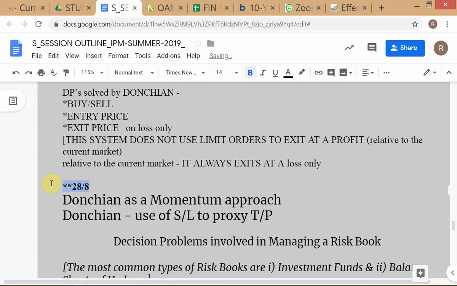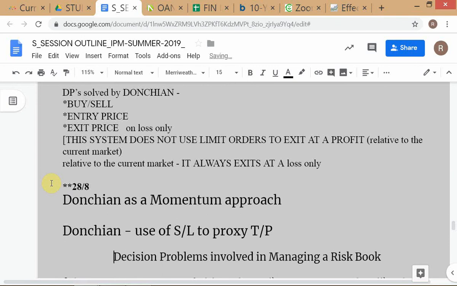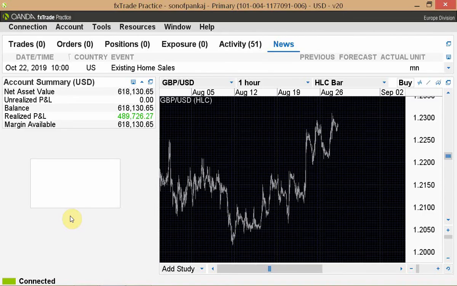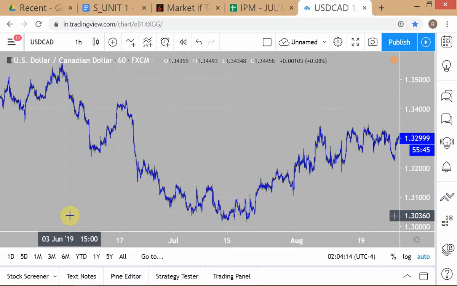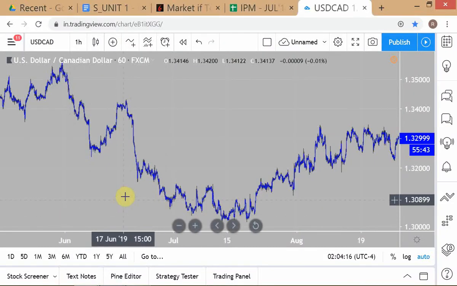These are very important to understand because these are fundamental approaches, basic philosophies. Therefore you should understand them very well and you should be able to identify any system as a momentum approach or a mean reversion approach. All right, so if we take here, it's a little easier.